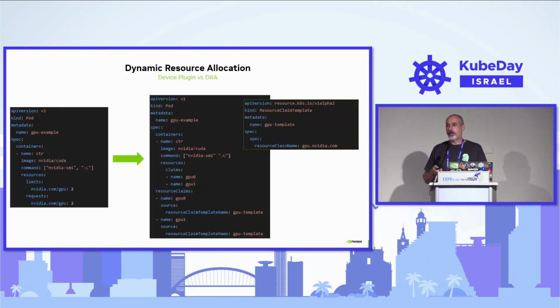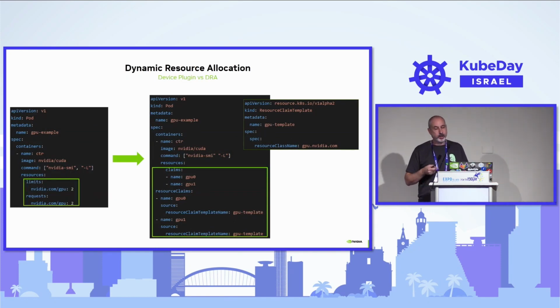OK, so first of all, how does the spec of the pod change? The most important thing as an end user, what would you need to do? So it's a little bit more verbose, but we need to keep in mind that it will give us a lot more flexibility when using these resources. So on the left, we have the device plugin configuration, the count that we mentioned earlier. So we want 2 GPUs.